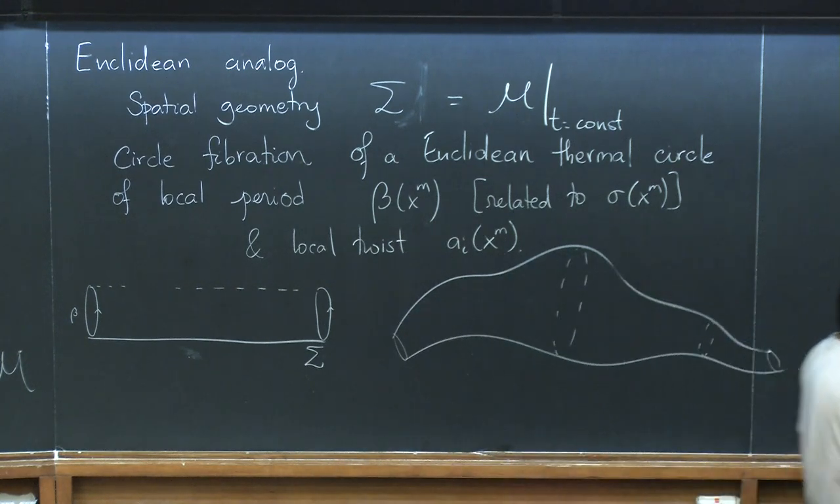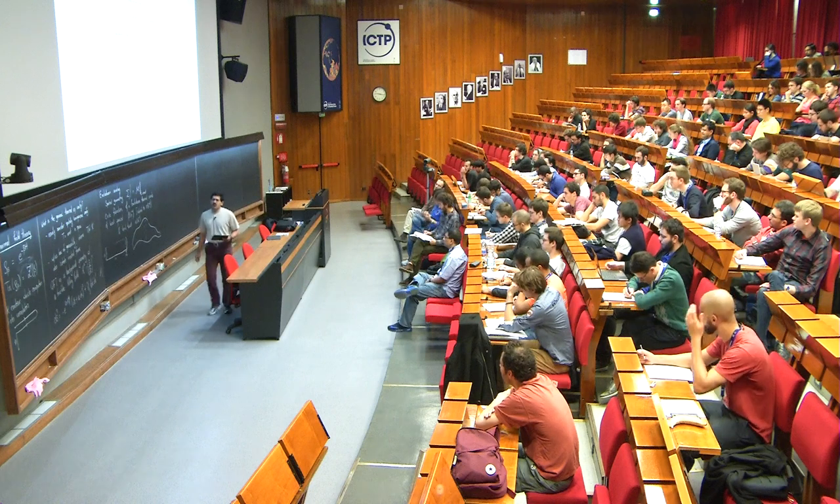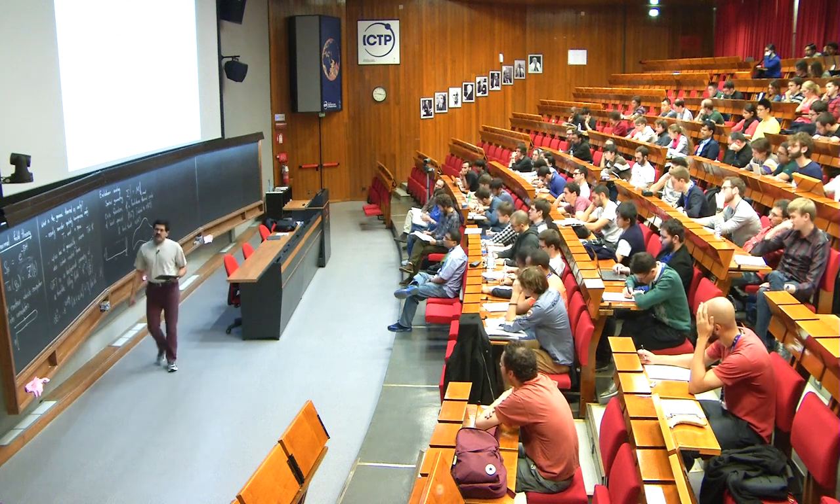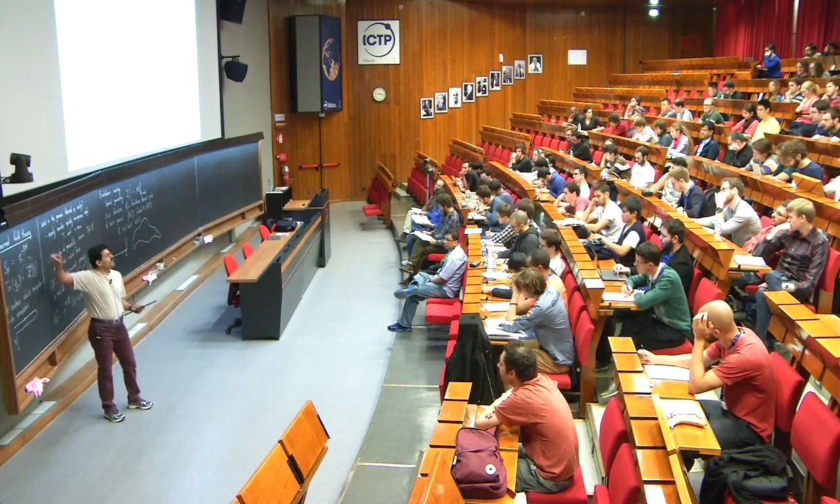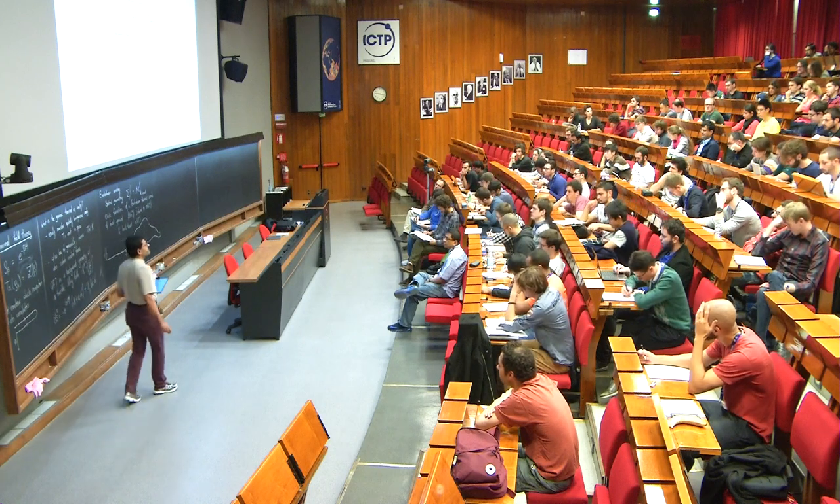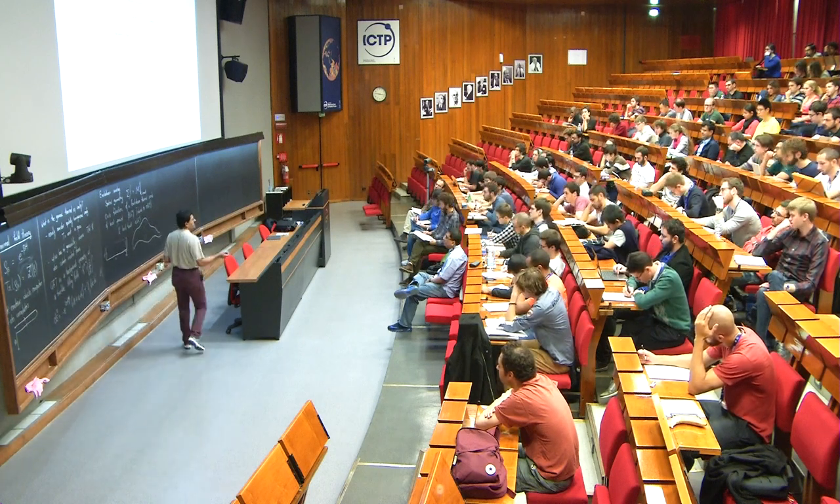Okay, so that's the background, and I'll come back to this in a second. But for now, let's try to ask, given this density matrix, what does it imply for correlation functions? Because that's what we were talking about yesterday.